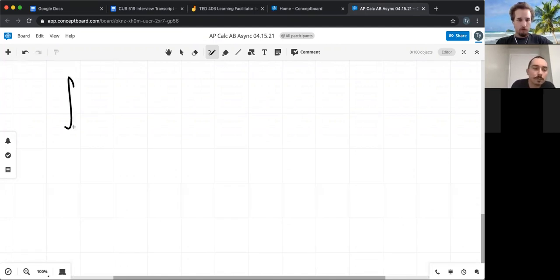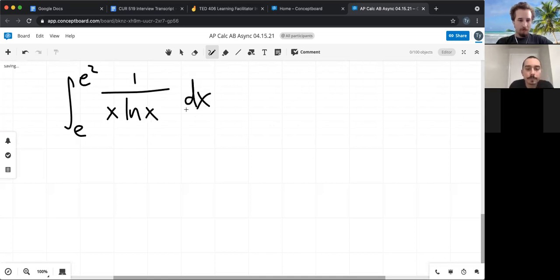So let's do the integral from e to e squared of 1 over x natural log x dx. Okay, so right off the bat, do we have an antiderivative of this in mind? I don't. It's kind of complicated, so maybe we can use U-substitution.